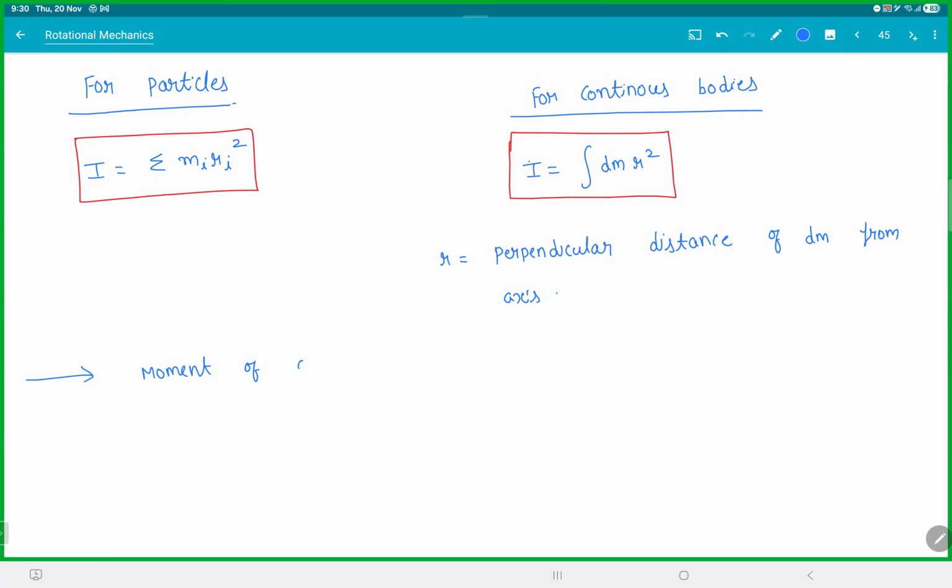So moment of inertia, mi, behaves like a scalar for a given axis. If you take a given axis and the moment of inertia about that axis, you can simply add them up like a scalar for a given axis.